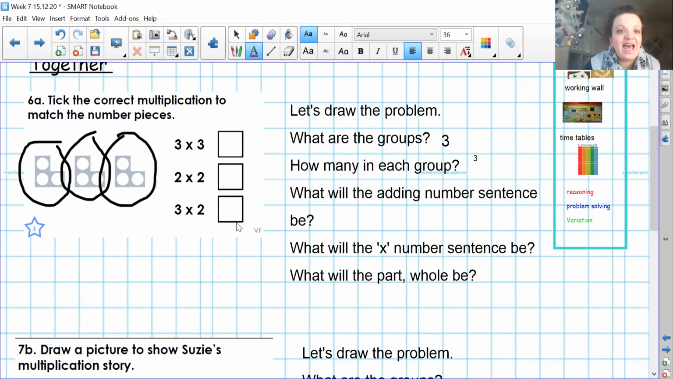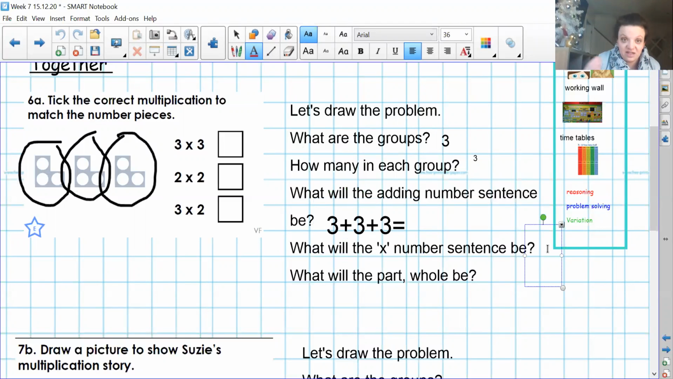Okay, so what will my adding number sentence be? So I've got a 3 and I've got another 3 and I've got another 3 because I'm adding 3 3s. So I'm going to be adding 3, add 3, add 3 because I've got 3 groups of 3. 3 lots of 3.